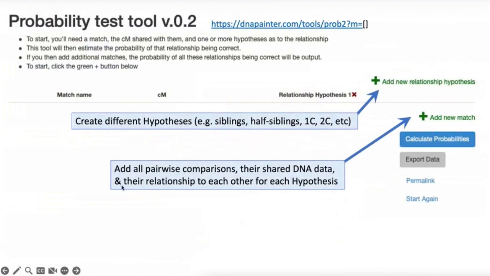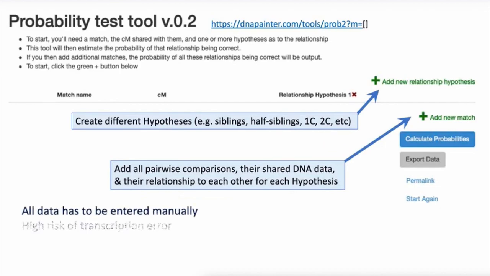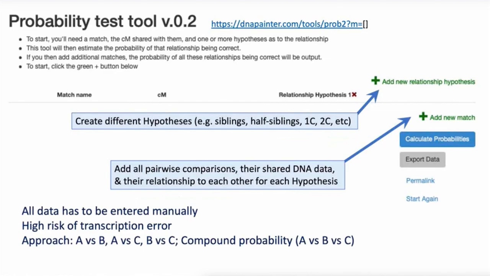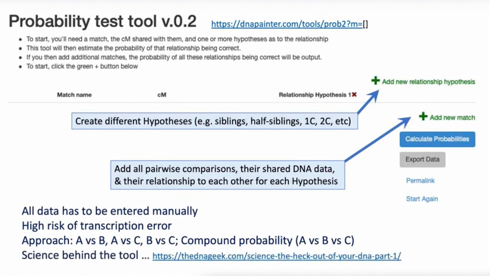You have to put in the amount of DNA that they share in common and their relationship to each other if hypothesis 1 was correct, that they were siblings. Their relationship to each other if hypothesis 2 was correct, that they're half-siblings. Their relationship for hypothesis 3, hypothesis 4. So you end up with a huge amount of data that has to be entered manually, and the problem with this is that there's a high risk of transcription error. But there's the approach, these pairwise comparisons, and then a compound probability, A versus B versus C versus D, E, F, however many hypotheses you have.